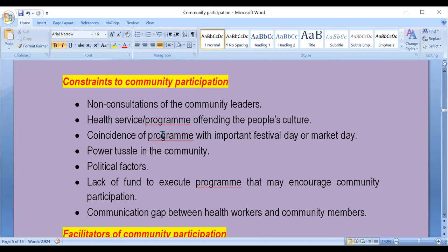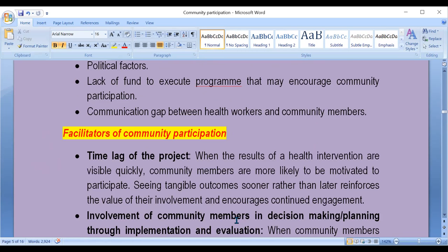I would say non-consultation with the community, which will lead the program to crash. Health services or programs offending the people's culture. Coincidence of the program with important festival days or market days. We also looked at power tussle in the community, political factors, lack of funds to execute the program, and communication gap between health workers and community members.